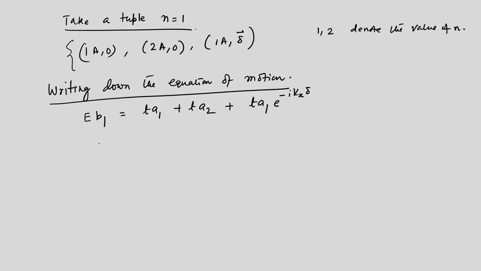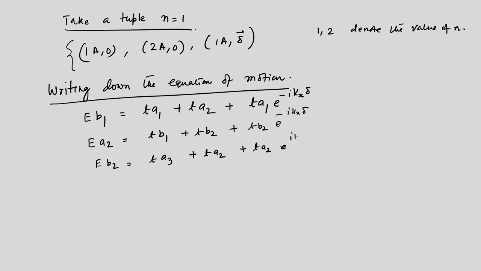Okay, so this is one of them, and EA2 is equal to TB1 plus a TB2 plus a TB2 e to the power minus i kx delta. EB2 is equal to TA3. Now, we have to go from n equal to 1 and n equal to 2, and then to n equal to 3, plus a TA2 plus a TA2 e to the power i kx delta. As I told you, kx continues to be a good quantum number, but there is no ky. So it is only the parallel wave vector that is important. So EB1 is equal to TA1 plus TA1 e to the power i kx delta. Okay? So you see that there are terms with minus i kx delta and plus i kx delta and so on.